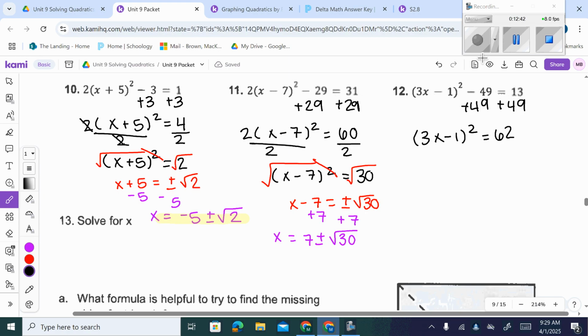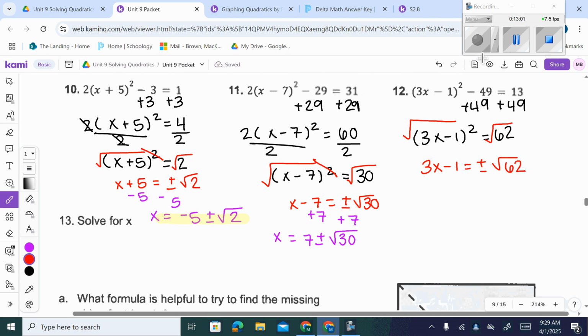There's a 3, but is the 3 on the inside or the outside? It's on the inside, so Landon is correct. All I can do now is square root both sides. So we have 3x minus 1 equals the square root of 62. Okay, what needs to go in front of that square root of 62? Plus or minus the square root of 62.